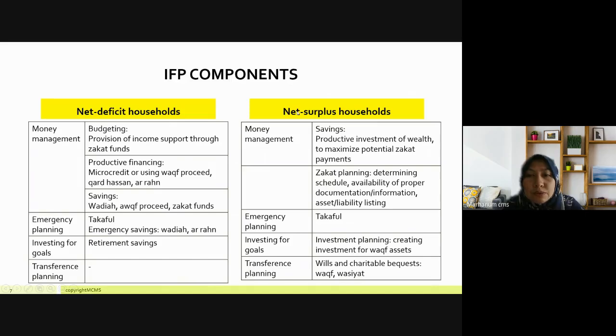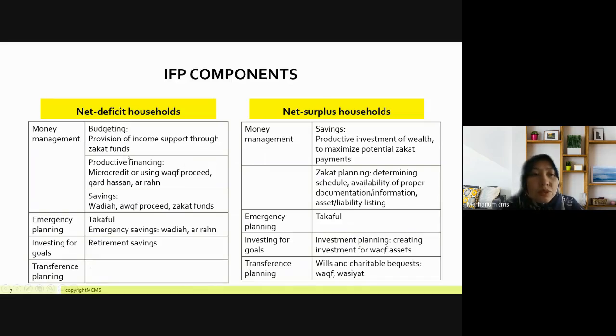Okay, and then for the household, we can have two types of households. Which households? Those who are in deficit households, meaning that the money that they have is received from zakat. Okay, they are recipients. I think they are the B40 group, the middle incomes and below, or lower incomes groups. And the surplus households are those above the threshold, above maybe middle income and high income households.